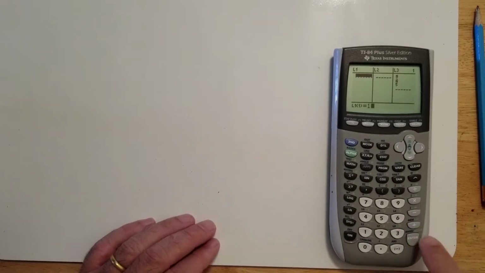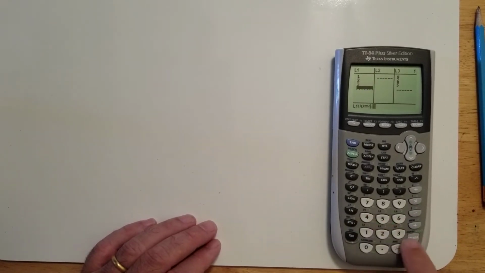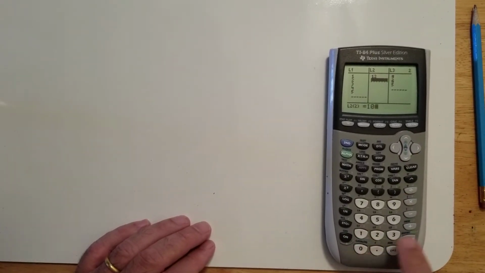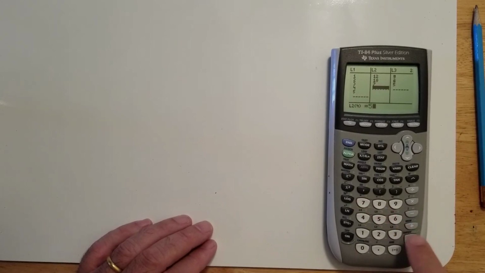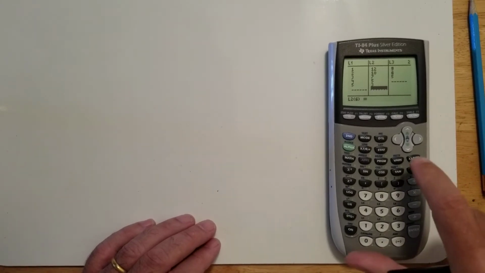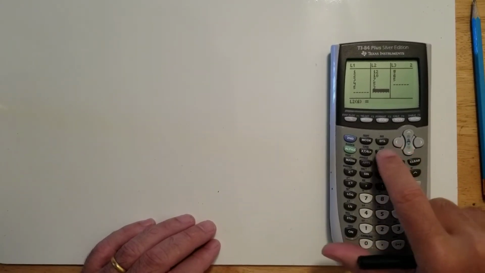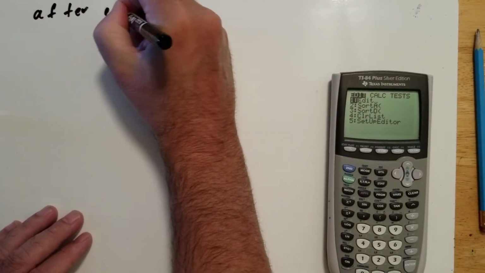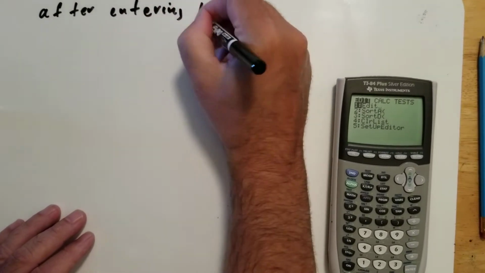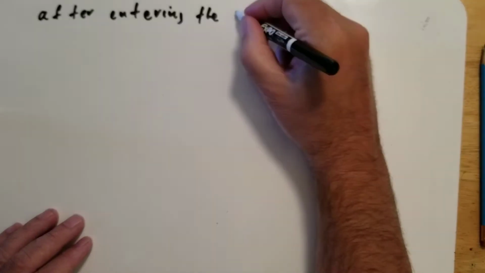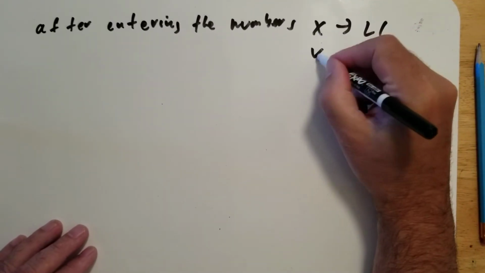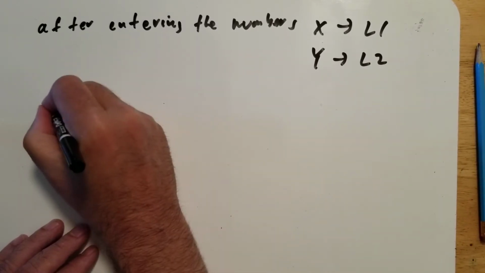Okay, sorry. 1, 2, 3, 4, 5 into list 1. And then in list 2, I'm putting 12, 10, 7, 5, 3. Well, I would have found out, because it would have given me an error when I tried to do the LinRegTTest. Okay, now, after entering the numbers, I'll make a comment about that. Entering the numbers, x goes to list 1, the y values go to list 2.